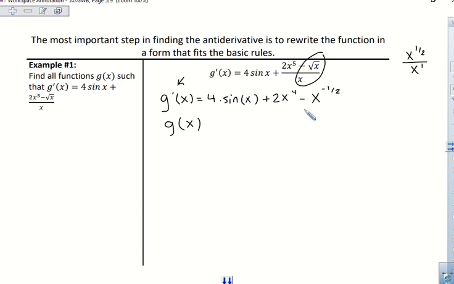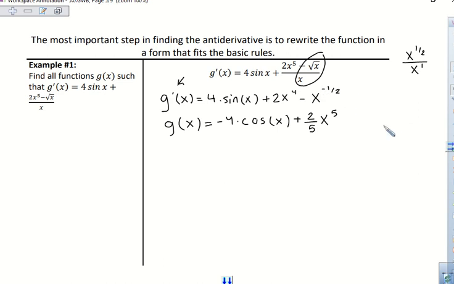Okay, we were given the derivative. What would be the antiderivative of sine? Negative cosine. This one here is going to go up a power, so it's going to go up to be the fifth, meaning we're also going to be dividing by 5. Remember, when you're doing anti, you're adding. So what's 1 plus negative 1/2?